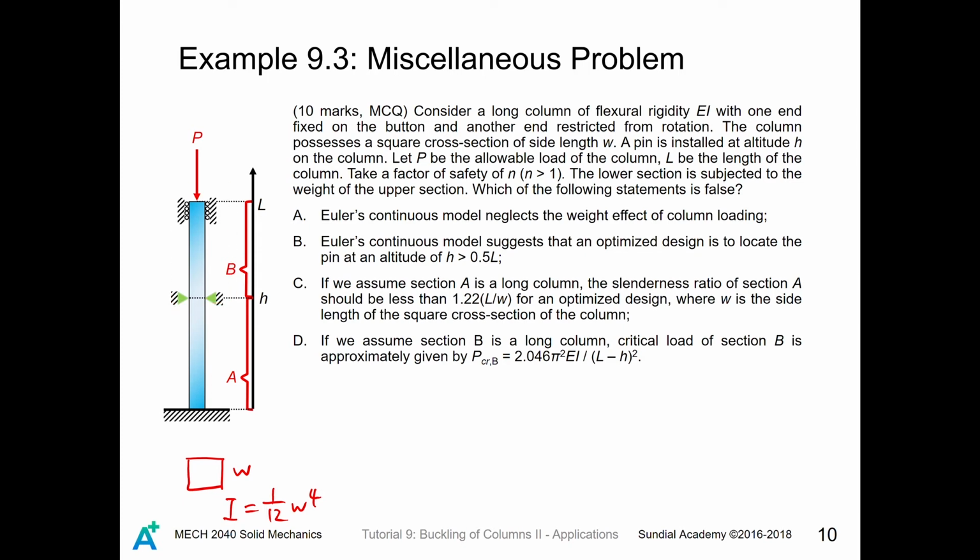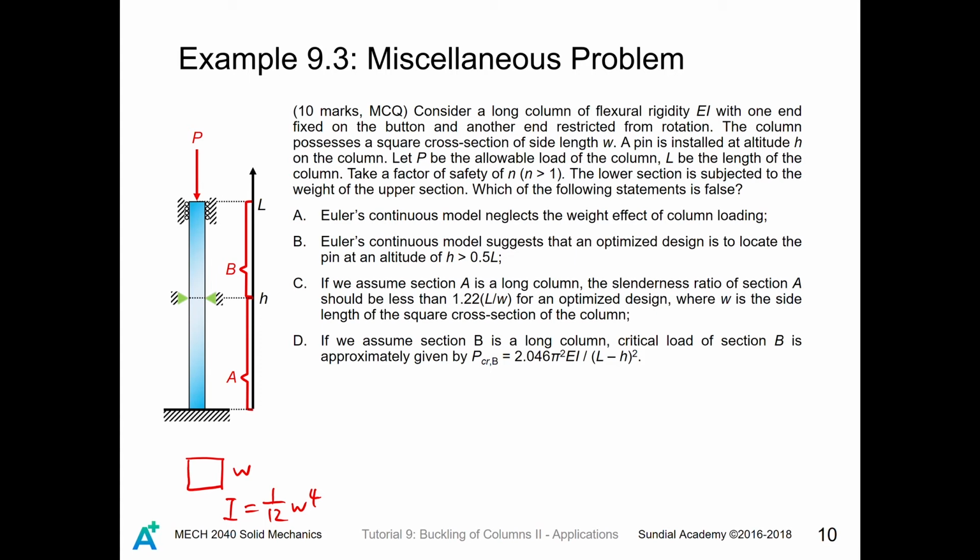A is that Euler's continuous model neglects the weight effect of column loading. B is that Euler's continuous model suggests that an optimized design is to locate the pin at an altitude of H greater than 0.5 L. C, if we assume section A is a long column, then the slenderness ratio of section A should be less than this value, 1.22 L divided by W, for an optimized design. W is the side length of the square cross-section of the beam.